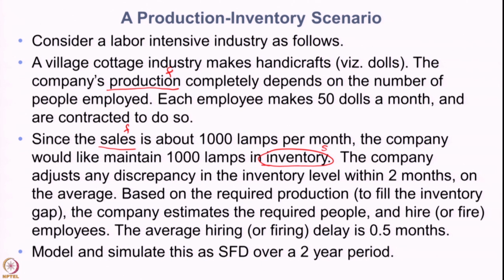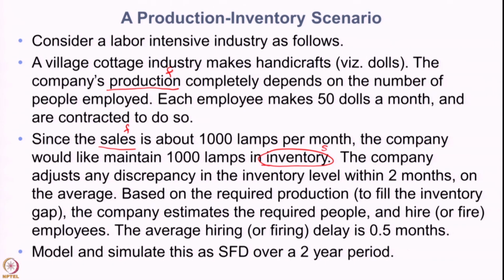Now, what could be the other stock? In a company or a factory, imagine a snapshot, a photo that is taken of the factory. You are going to see machines, you are going to see inventory of goods, and you are going to also see the employees or the people. So, the next stock could be the employees or the people in the company.